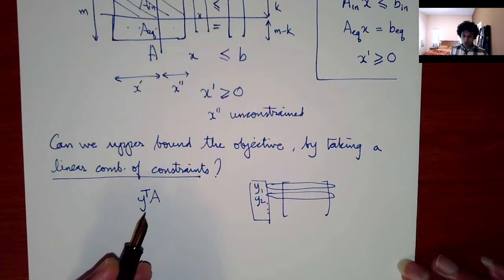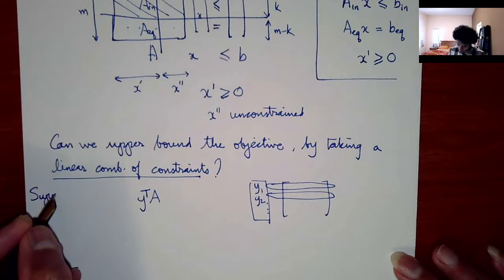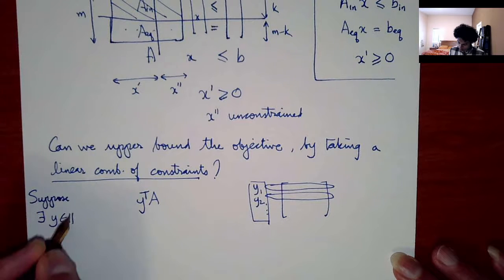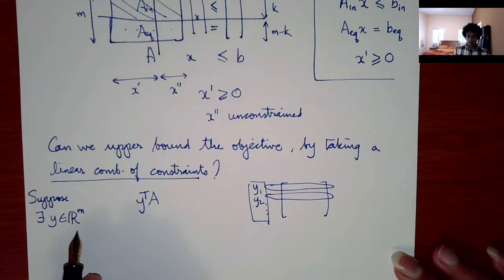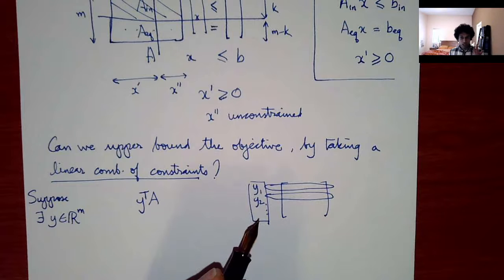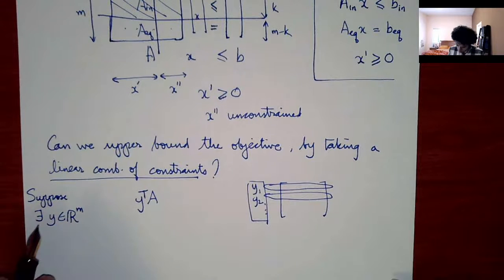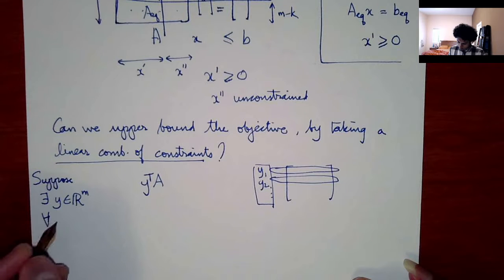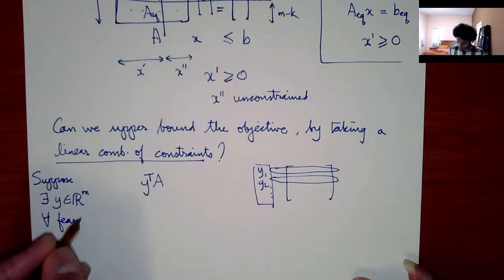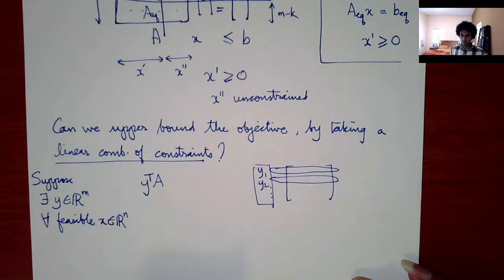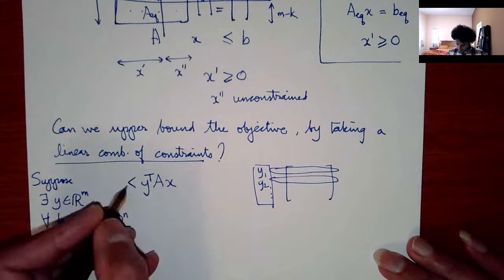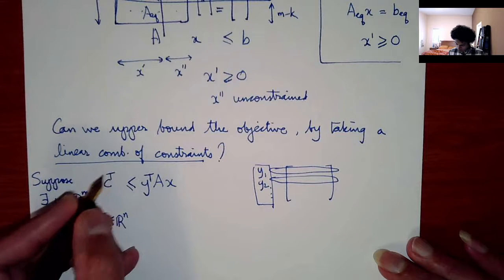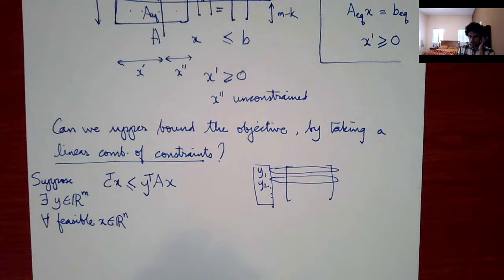So what do we want? Suppose there exists a Y in R^m, because the dimensionality of Y is the number of constraints, since you're taking the linear combination. Suppose there existed a Y such that for all feasible X in R^n, the following was true: Y transpose Ax is greater than or equal to C transpose X. Suppose you had such a Y.